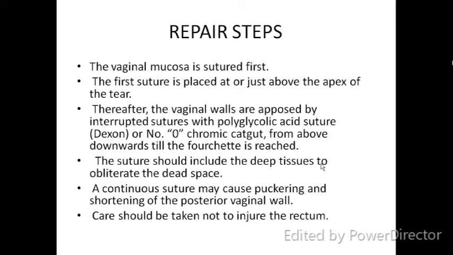You have to obliterate them. Sometimes the tear is very deep, not 4th degree, but very deep inside. In that case, first you have to obliterate the dead space, then you take the vaginal mucosa. A continuous suture may cause puckering and shortening of the posterior vaginal wall. Continuous suture we have to take, but not very tense. Care should be taken not to injure the rectum.